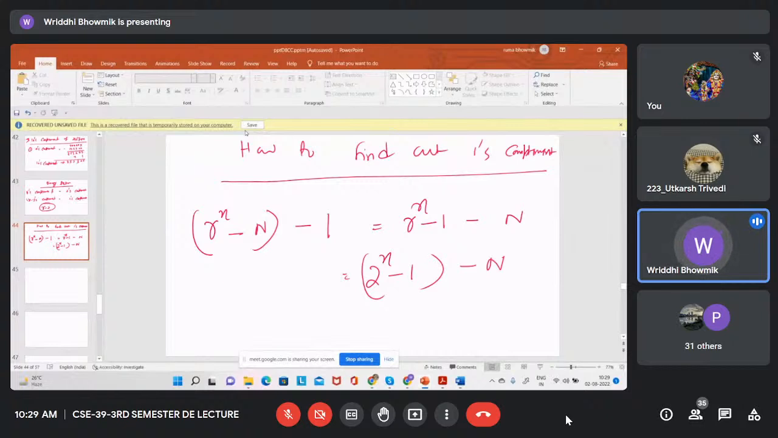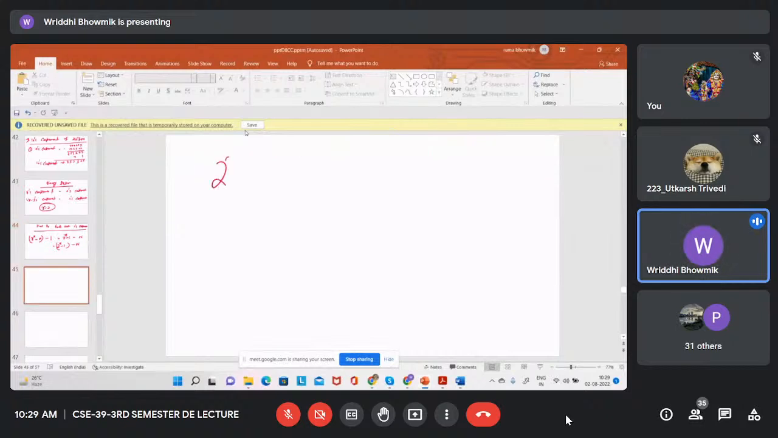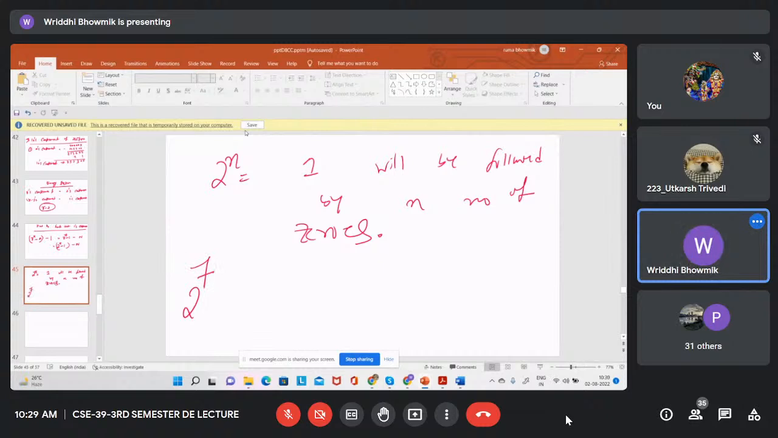Now again in this case, the 2 to the power n is actually a 1 followed by n number of zeros. How? Okay, 2 to the power 7. So 1 followed by 1, 2, 3, 4, 5, 6, 7 zeros.